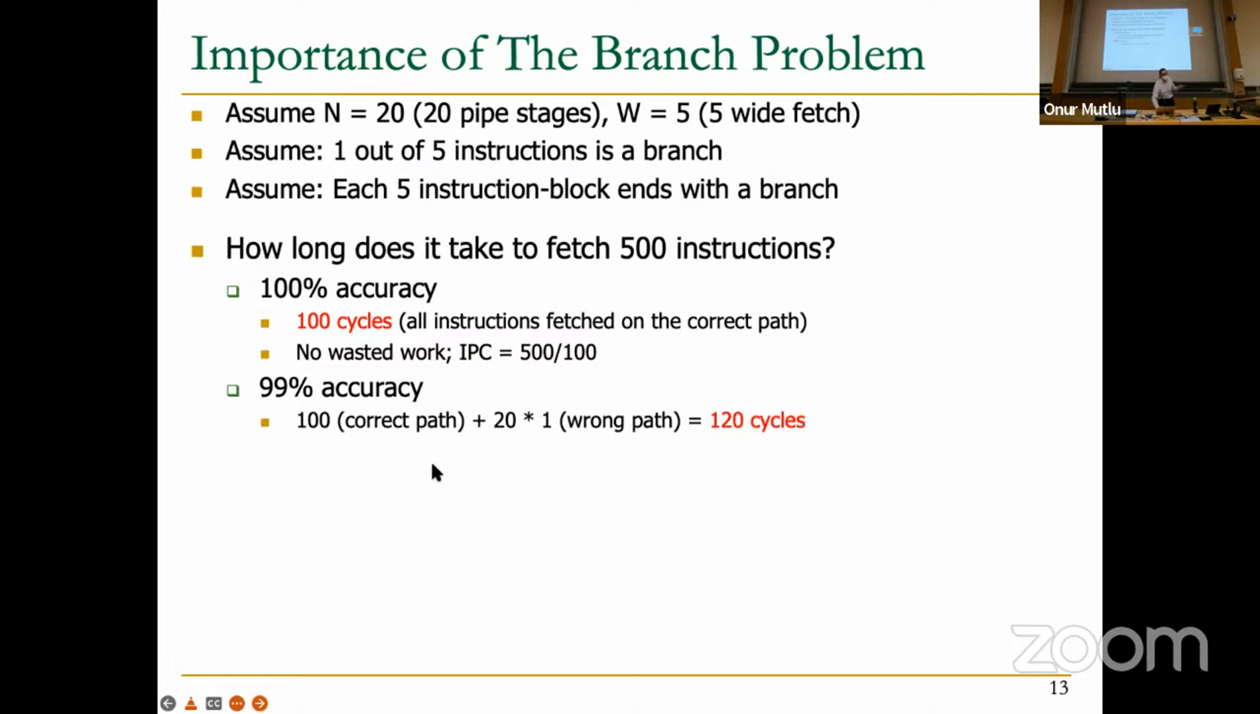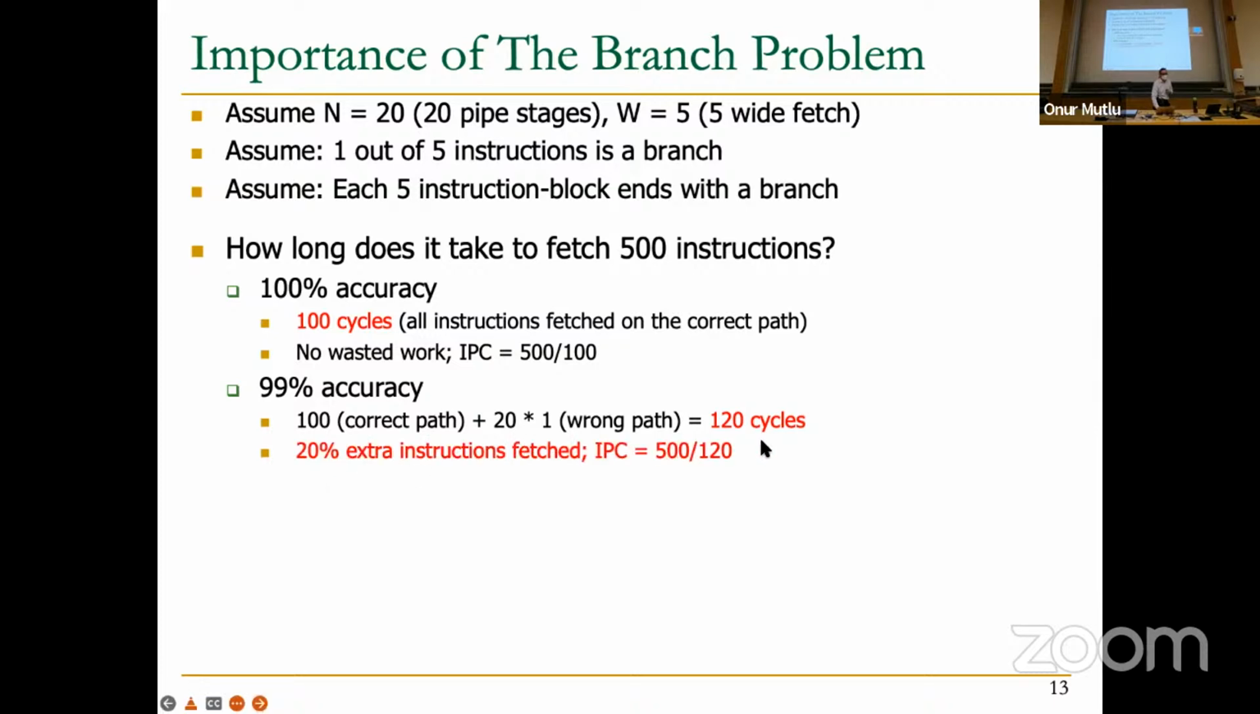So 100 cycles, we still need to fetch correct path instructions. We still need to fetch 500 correct instructions. So we spend 100 cycles to fetch them, but we also spent 20 cycles on the wrong path, because 1 branch is mispredicted and it costs us 20 cycles. So now we took 120 cycles to finish the 500 instruction program.